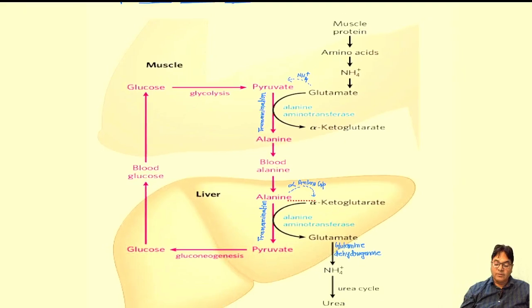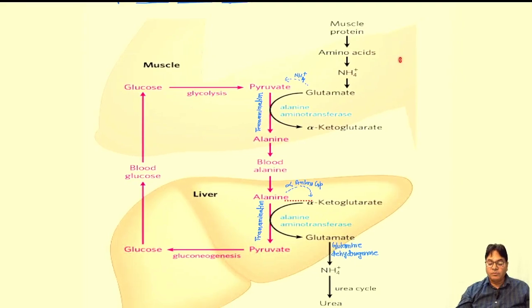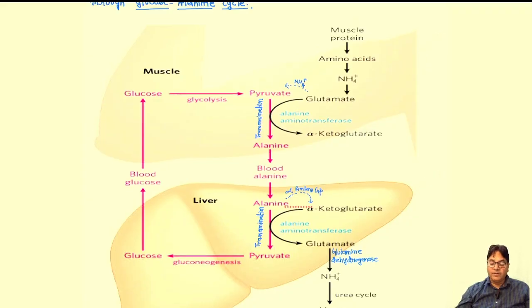Okay, look at this diagram over here. I have shown you the muscles and I have shown you the liver. What happens in the muscles? The muscle proteins get metabolized into amino acids. These amino acids release ammonia. This ammonia gets converted into glutamate, and the glutamate then supplies this NH4 to pyruvate. In this reaction, when the glutamate gives NH4, that is ammonia, to pyruvate, which is present in the blood as a byproduct of glycolysis, the glutamate changes into alpha ketoglutarate, and this pyruvate gets converted into alanine.